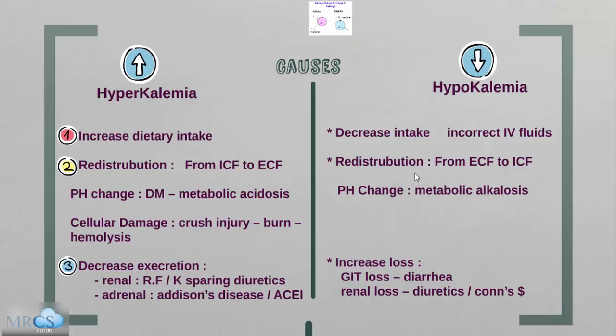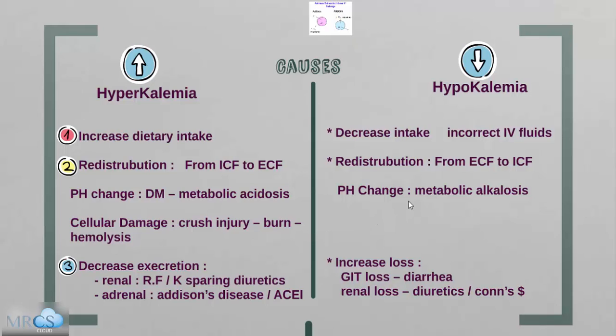We'll return to the causes. There are three causes of hyper or hypokalemia. The first one is dietary intake: increased intake may cause hyperkalemia, and decreased intake or incorrect intravenous fluid may cause hypokalemia. The second is redistribution from intracellular fluid to extracellular fluid, like in pH changes such as metabolic acidosis, as we talked about before, or in cellular damage, where the cell is damaged and releases its potassium content, like in crush injury, burns, or hemolysis.